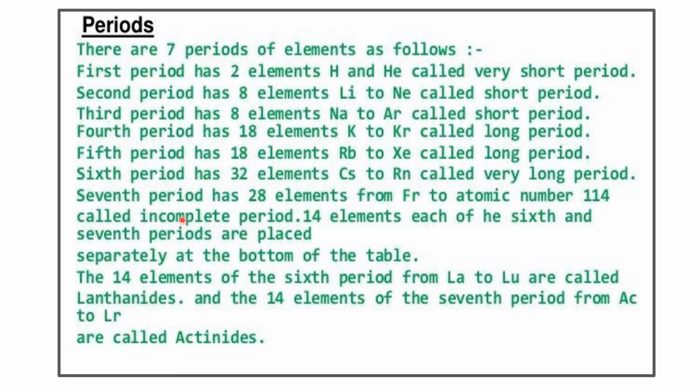The number of periods in the modern periodic table is 7. The first period has 2, second period has 8, third period also has 8, fourth period 18, fifth period 18, sixth period 32, seventh period at present 28, and it is incomplete period. So here you must remember the number of elements present in each period: 2, 8, 8, 18, 18, 32. Once again repeat after me. The number of elements present in the periods from 1 to 7 are 2, 8, 8, 18, 18, 32, and 7th period is incomplete. Okay? Remember this. 2, 8, 8, 18, 18, 32.